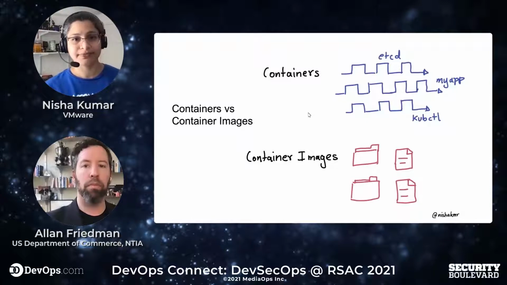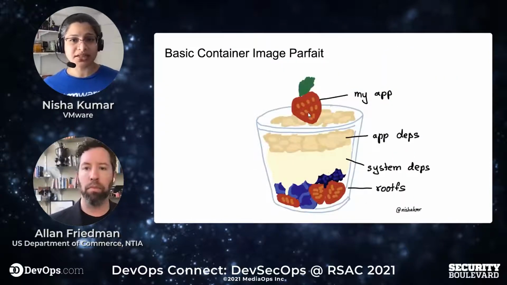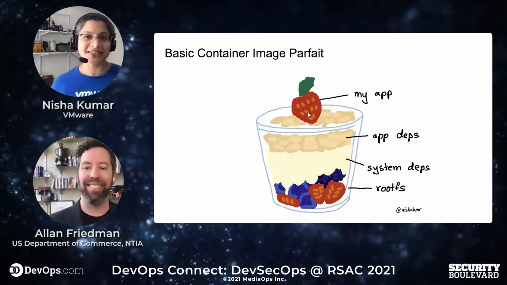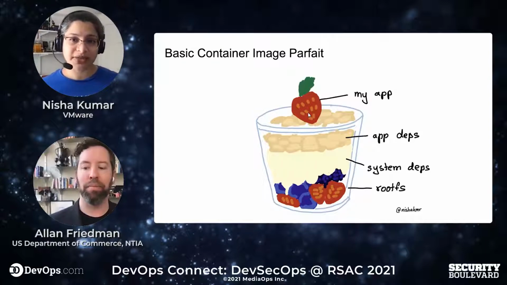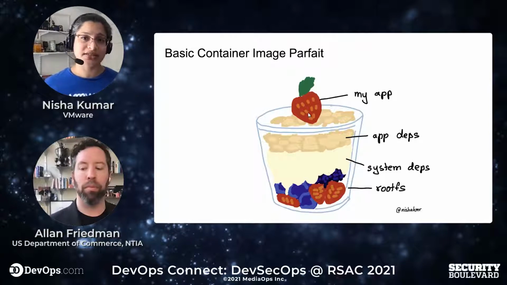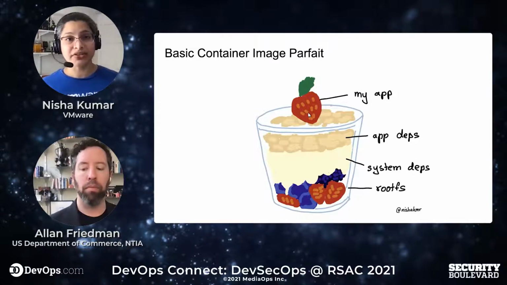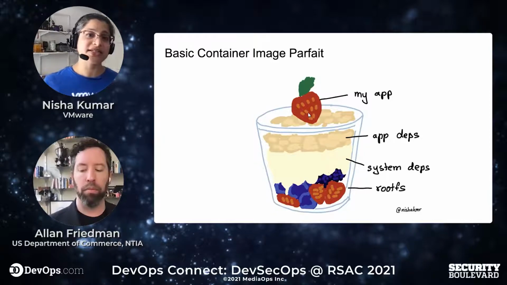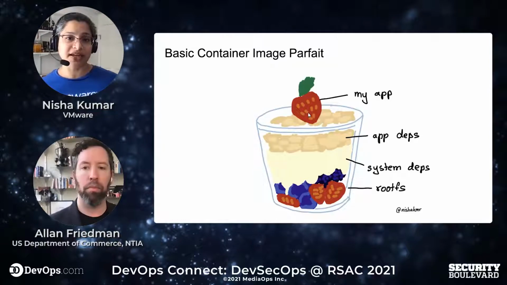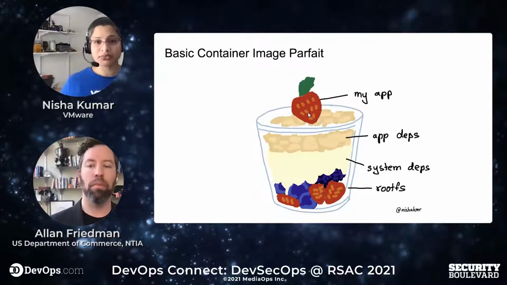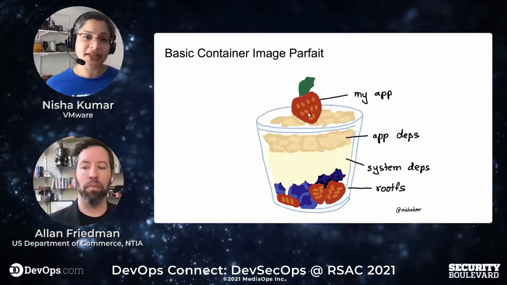Let's take a look. So you can imagine a container image as a many-layered parfait. The bottommost layer is a Linux file system, which provides some basic configuration and tools. You can use the tools to install system dependencies that are required for your app to work. That makes up the next layer. Then the app dependencies are installed on top of that, and that would make up a few more layers. And then finally, you would add your application at the top, and that would be the next layers.